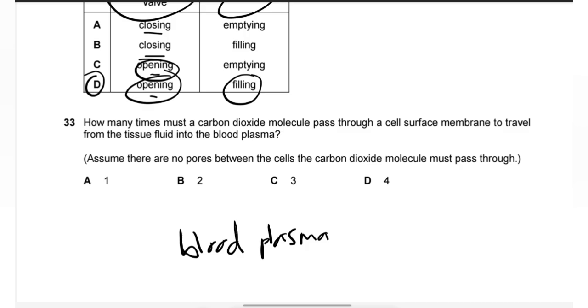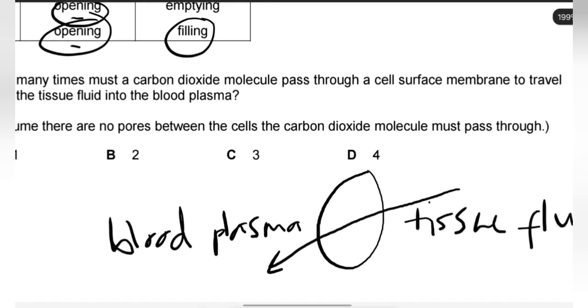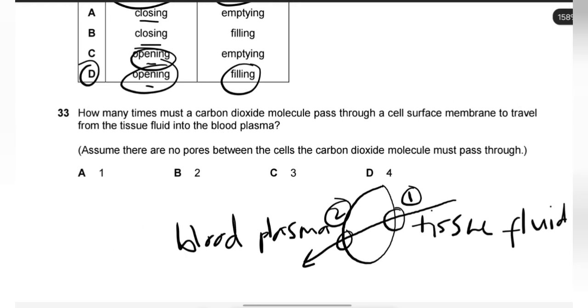If we have blood plasma, which is the liquid part of blood, and a cell, which is a capillary cell, you know that the walls of the capillaries are 1 cell thick. And on this side, we have tissue fluid, and we have carbon dioxide passing through like this. We can see that it crosses cell membrane number 1 here and cell membrane number 2 there. So for how many times the carbon dioxide molecule passes through a cell surface membrane to travel from tissue fluid to blood plasma, I would say it's 2. So I'll go with B.